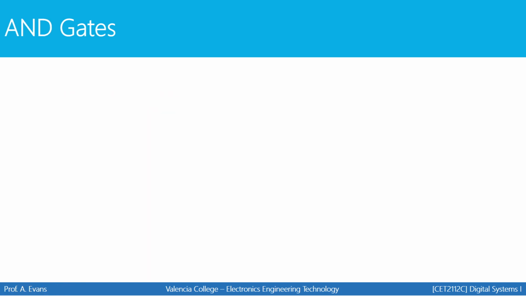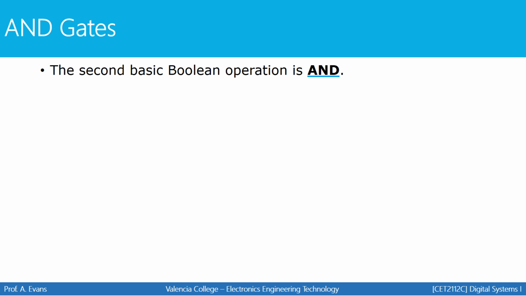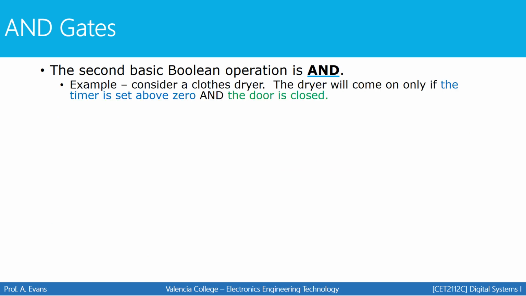Now we're going to move on to AND gates. The second basic Boolean operation is AND. An example again with the clothes dryer. If you want the dryer to come on only when the timer is set above 0 and the door is closed, in this case, you want the dryer to come on when both things happen.